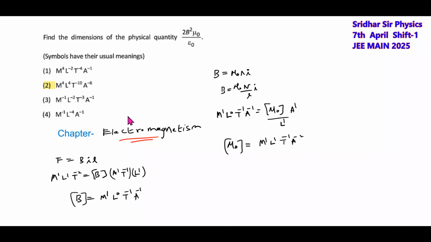Then next, permittivity. What to do with permittivity? You can go to electrostatics, and from there you can bring the permittivity. The dimensions of permittivity are M minus 1, L minus 3, T to the power of 4, A square.